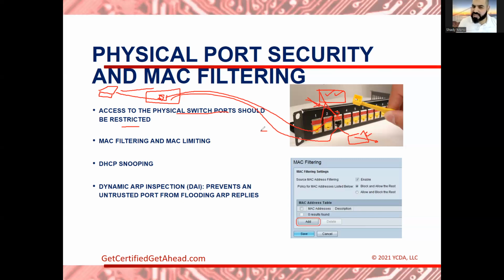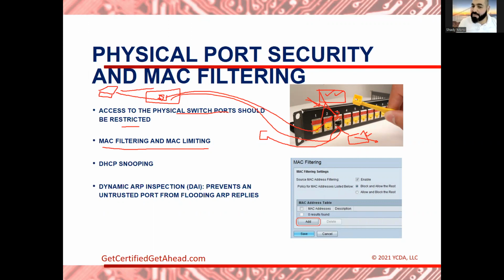So the attacker sees this and says, okay, perfect. Let me just connect it to this open port. And once he connects, he will be part of the network. How can I protect from this kind of attack? This is where we said there's something called port security or MAC filtering or MAC limiting.